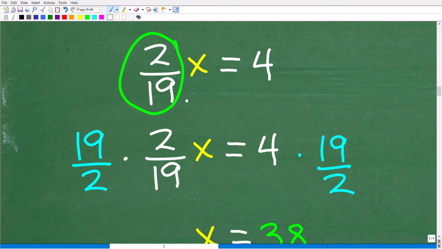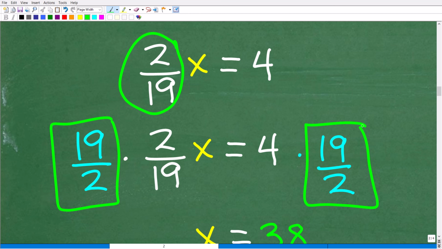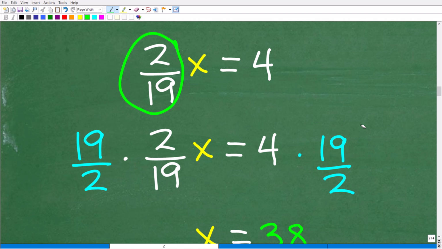So when it comes to solving equations with fractions in front of the variable, the number in front of the variable is called a coefficient. The easiest way to solve these types of equations is to flip the fraction upside down. So this is 2/19, so it'll be 19 over 2. And we're going to multiply both sides of the equation by 19 over 2. Now, why is this the best way?